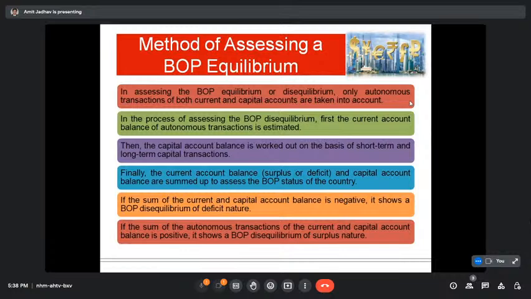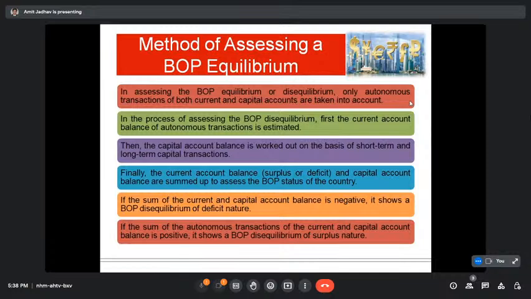Finally, the current account balance, which may be a surplus or a deficit, and the capital account balance are summed up to assess the BOP status of the country. So we have to combine both the capital as well as the current account balance, and that will show the BOP status of a particular country.